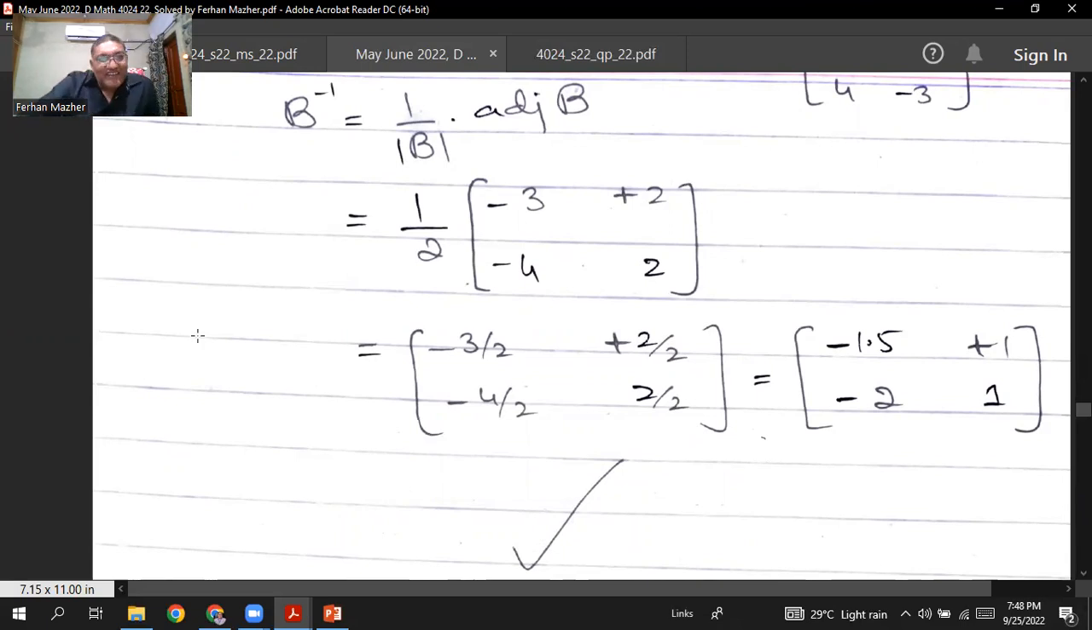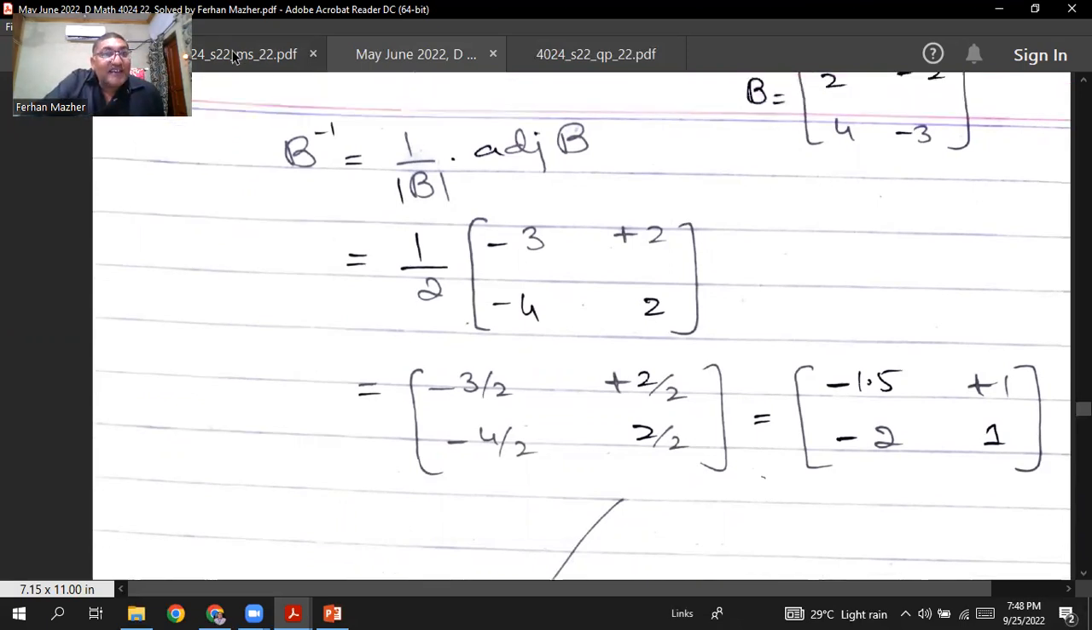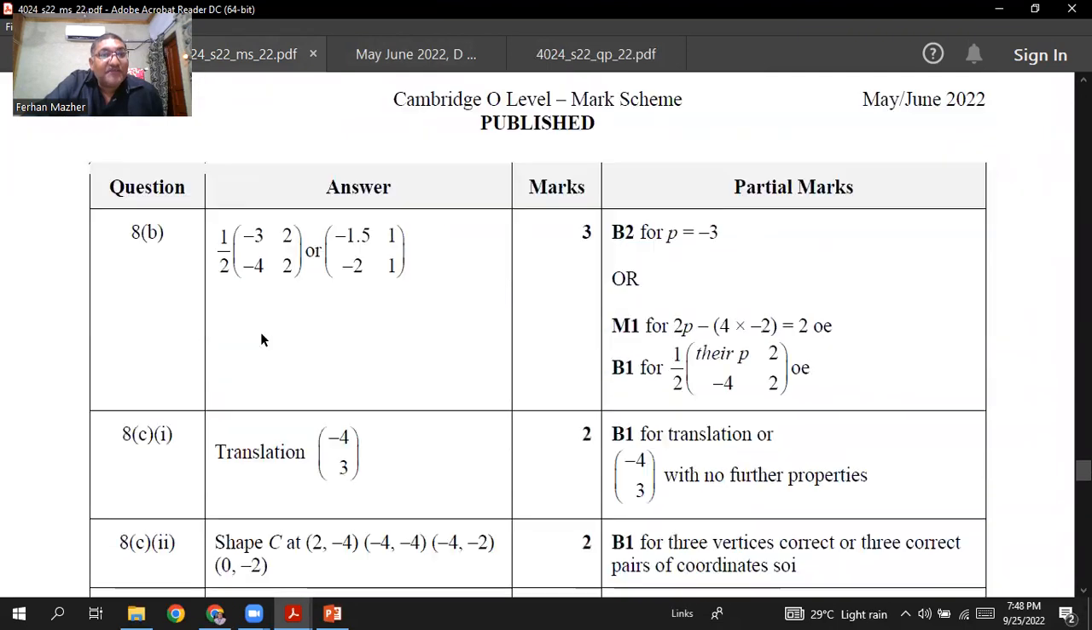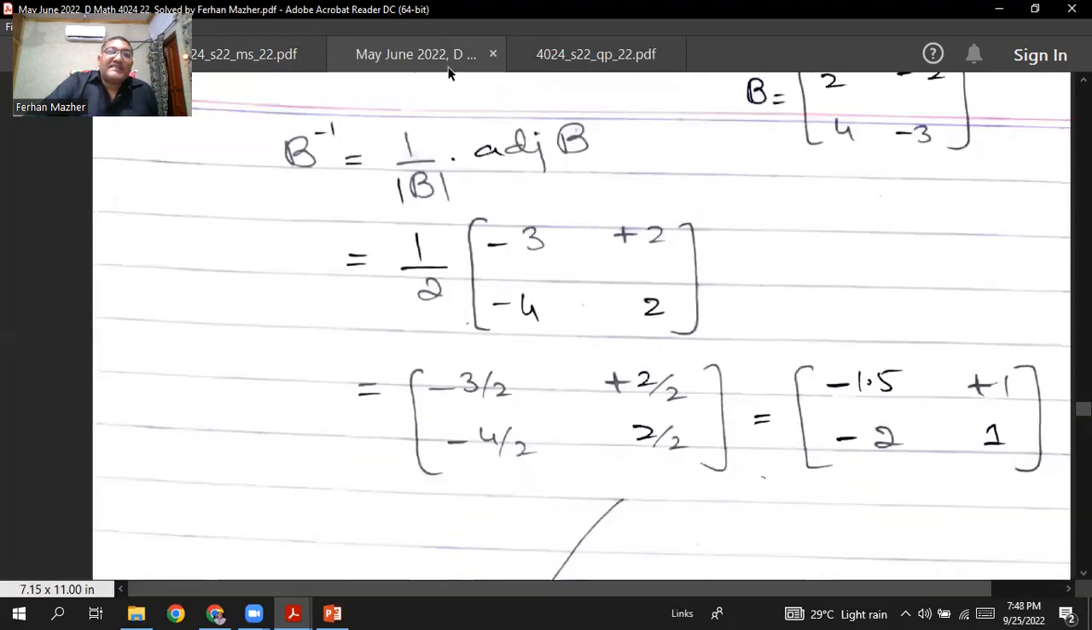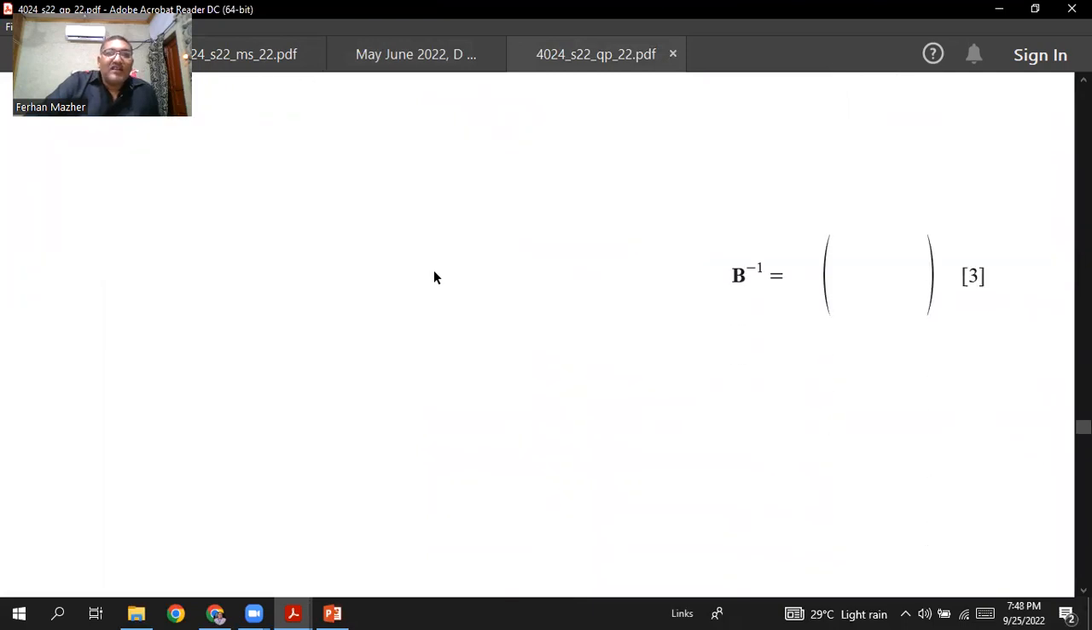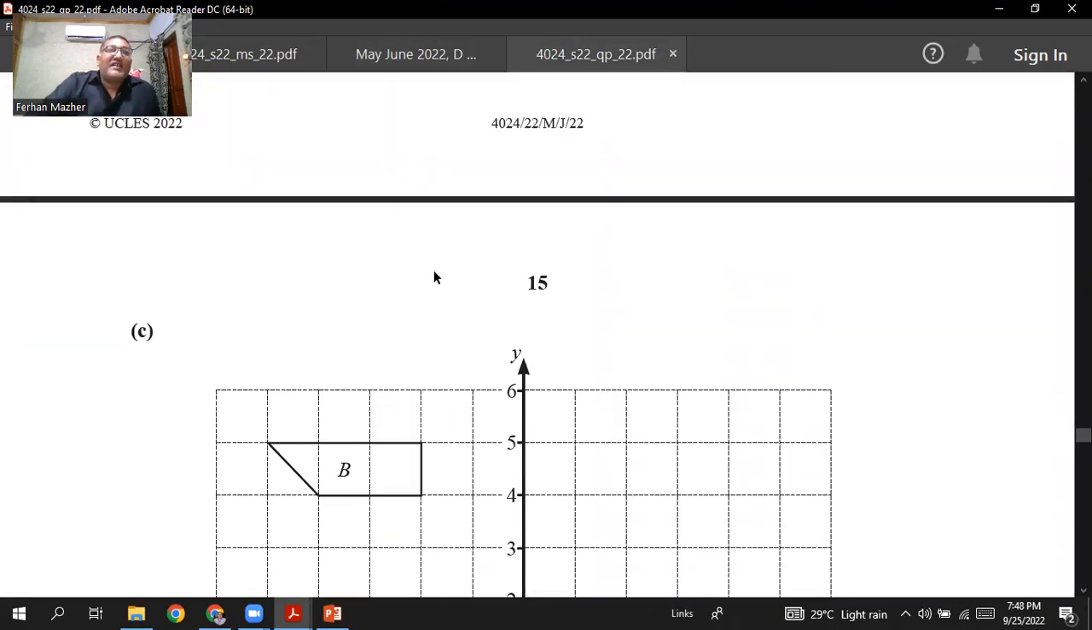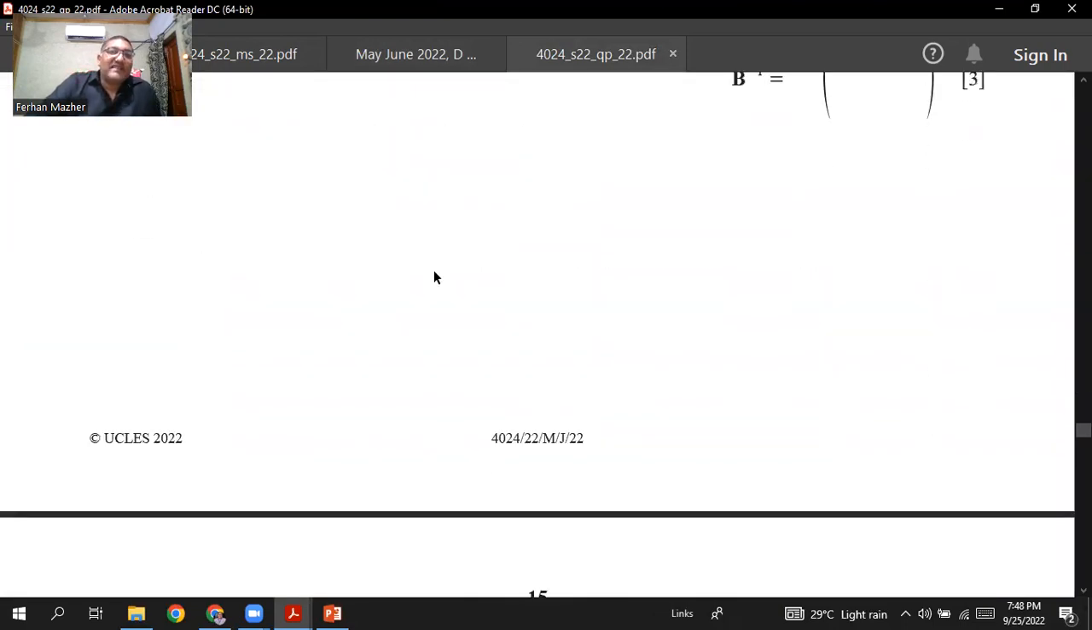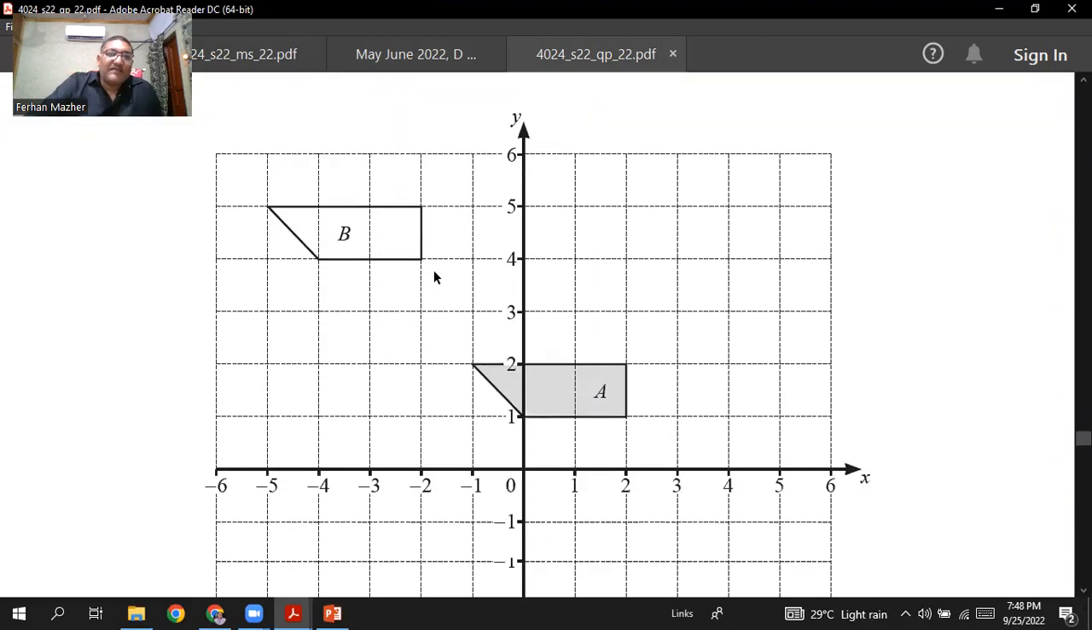So I think this answer is right. I have already checked it, but let's have a look at the marking scheme. So our answer is right, minus 1.5, 1, minus 2, and 1. So our answers are right. I hope you understand this question. Okay, so the next part coming up on your screen is the C part.